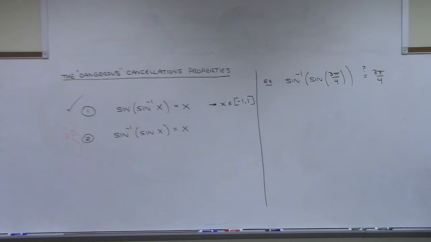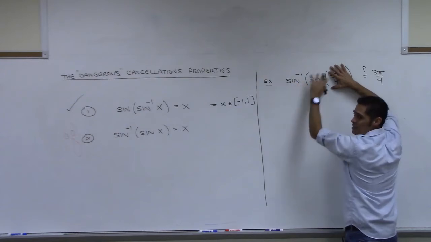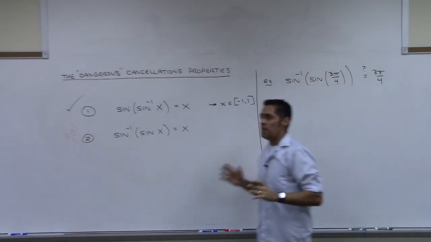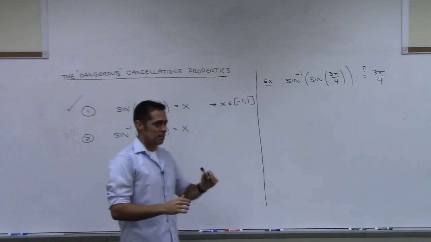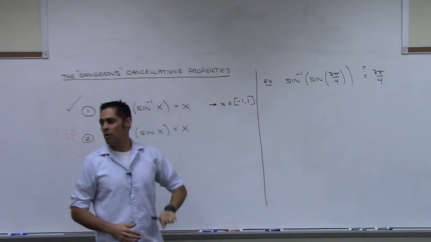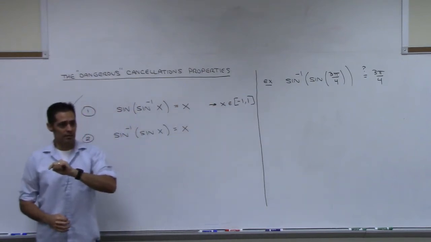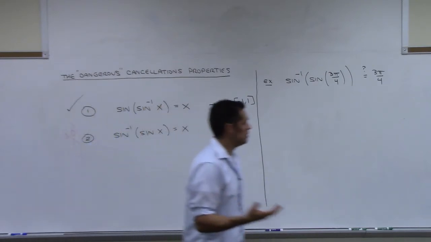We already know it can't be. And here's why it can't be. This stuff right here is coming out of the arcsine, isn't it? An arcsine only spits out angles between negative pi over 2 and pi over 2. And 3 pi over 4 is not in there, right? So that can't be the answer. But it does have an answer.